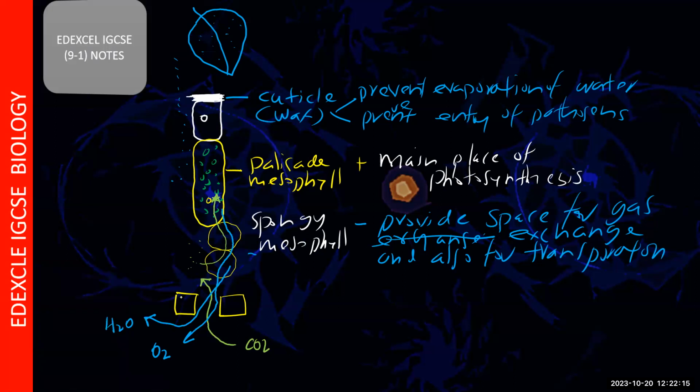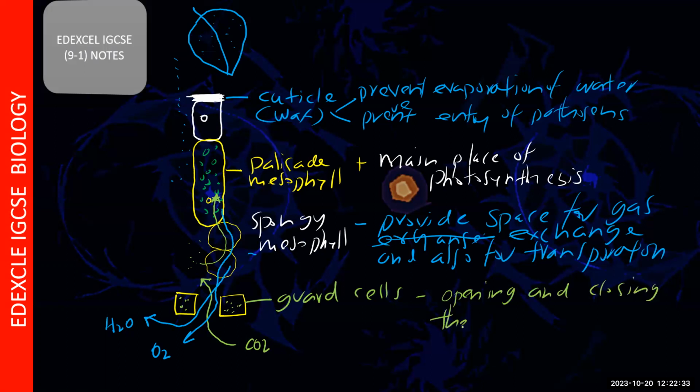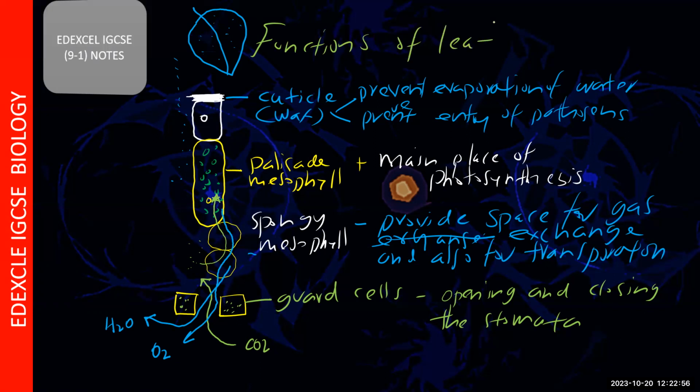Okay, here, the guard cell. The main function of the guard cell is opening and closing the stomata. The size can be changed with the time of the day. So then it helps to take out oxygen, take in carbon dioxide, and take out the water vapor. So these are the functions of leaf cells.